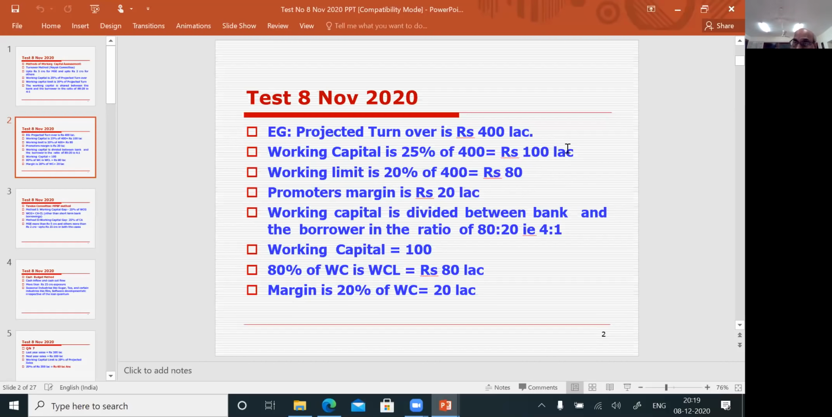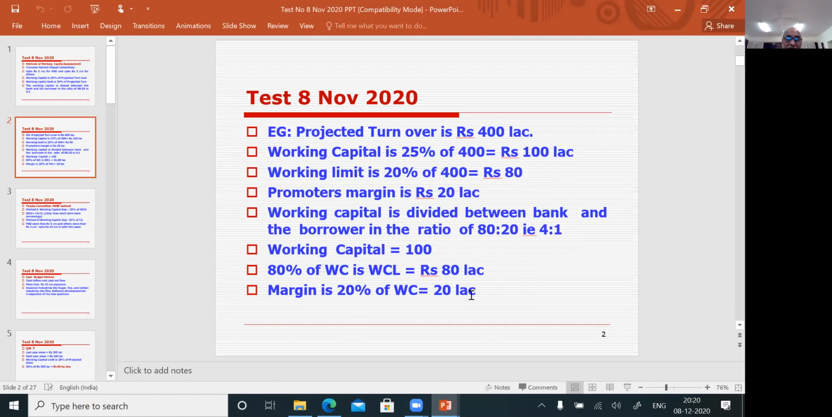So what I told you: the working capital of 100 lakhs is divided between the bank and the borrower in the ratio of 80:20. That is 4:1. So the working capital is 100, and this is divided between the bank and the borrower. Out of this working capital, how much does the bank have to give as loan? 80%. 80% of 100 is 80. And how much margin does the promoter have to bring? 20%. So 20% of 100 lakhs is equal to 20.